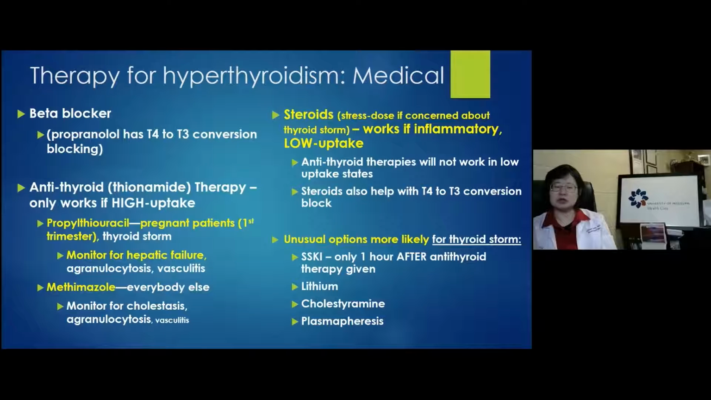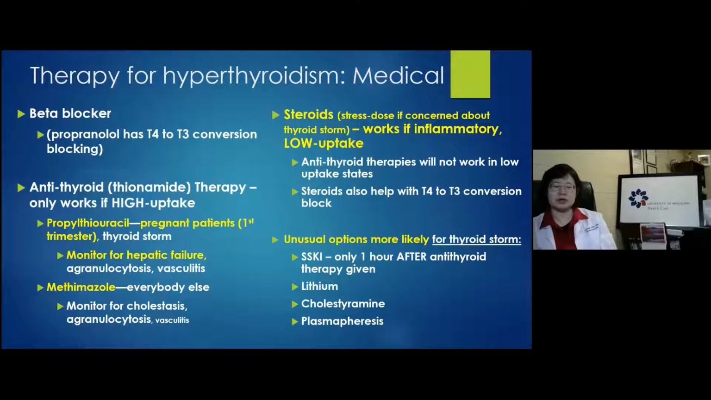Now, in the situation we talked about of low uptake states that are inflammatory, and that's the driving force behind the hyperthyroidism, in that case, steroid therapy is extremely helpful to treat the inflammation. And if it's pure thyroiditis, then in that case, steroids will actually be the most effective, because either PTU or methimazole will not make much of a difference in pure inflammation if there's not an underlying synthetic problem. So again, we're talking about the typical types of thyroiditis, not Graves' disease and not toxic multinodular goiter.